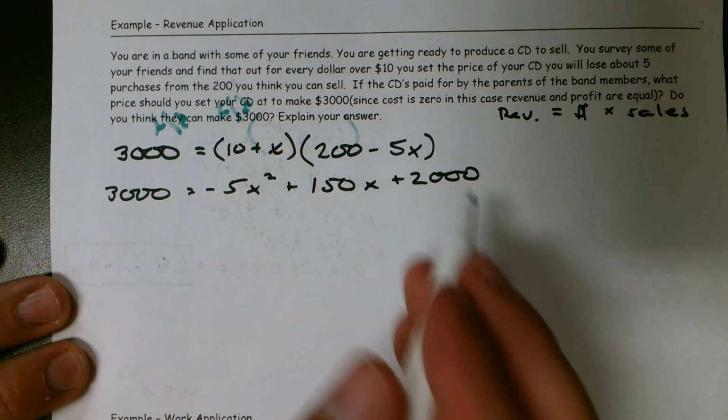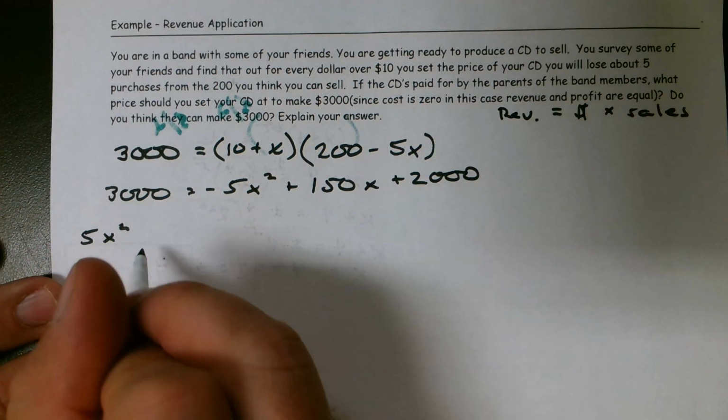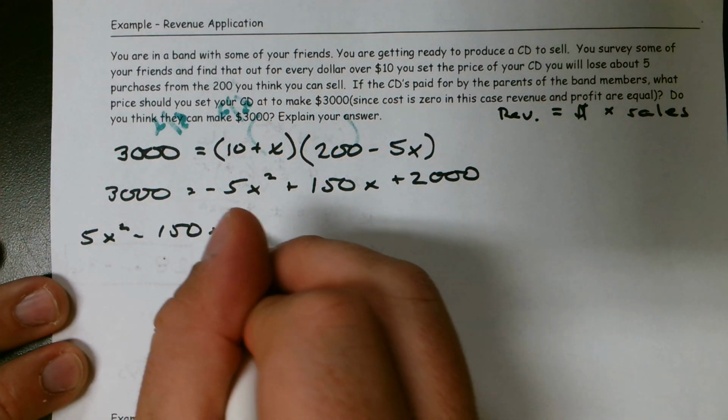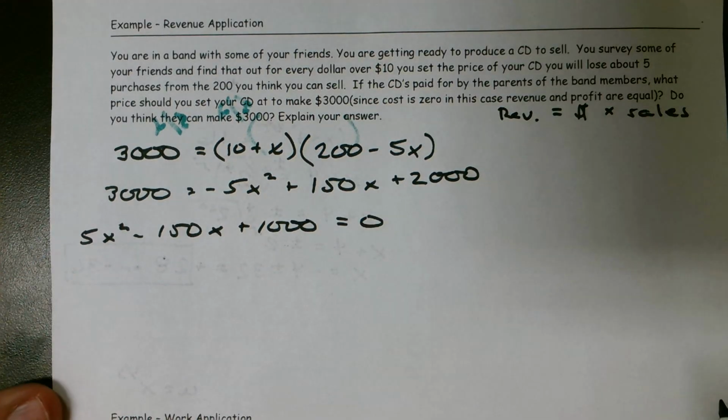So I'm going to move everything to the left. So we end up with 5x squared minus 150x plus 1,000 equals 0. Now that looks kind of tough to solve. You can do the quadratic formula, you can do whatever you want with the big numbers. But I notice everything's divisible by 5, so I'm just going to divide everything by 5.